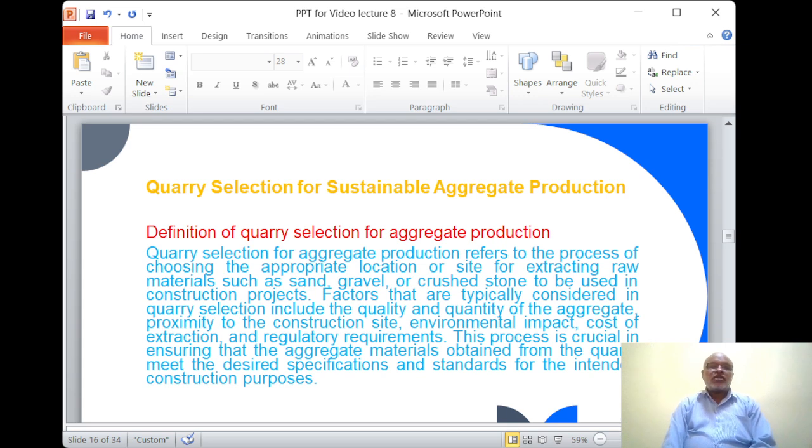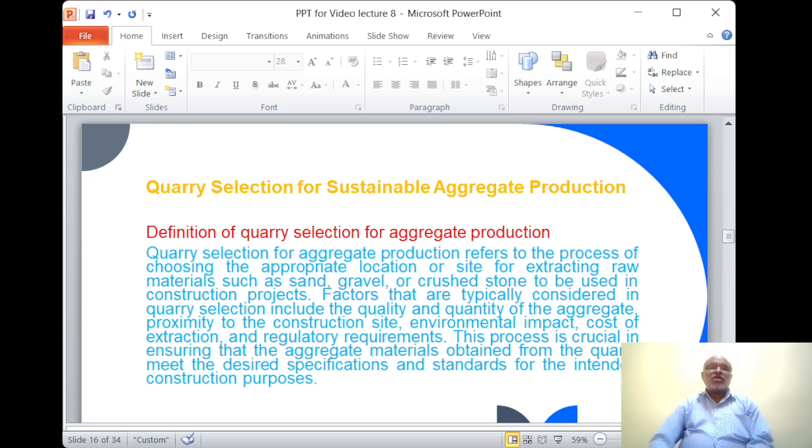Some may have high quality rock but are located far from market, while others may be easily accessible but have low grade materials. Once the quarry is selected, careful planning and efficient operations are essential for maximizing production and minimizing costs. This includes proper drilling, blasting, crushing, and screening process.